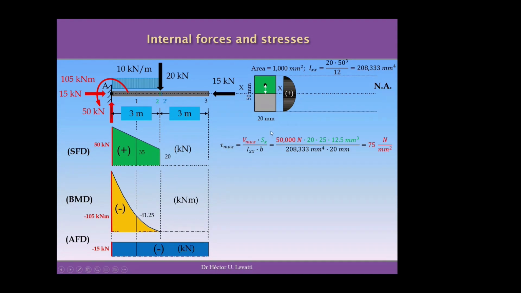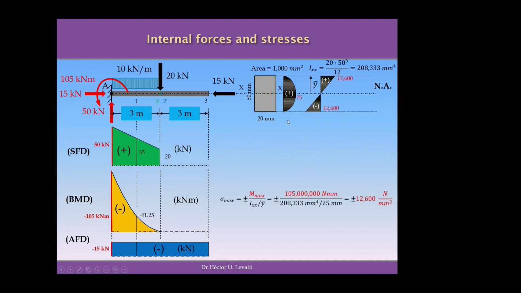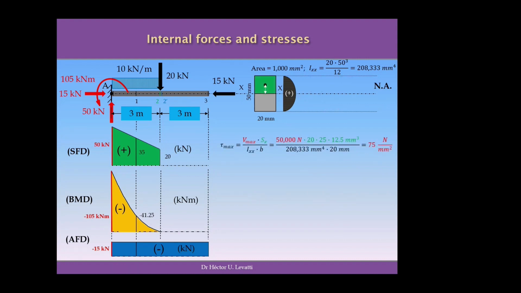This is because the formula we are going to use to calculate the maximum shear stress involves the maximum shear force, which is 50 kilonewtons, or 50,000 newtons. We need to calculate something called the moment of area, Sx, which is basically the area of the green rectangle on top of the neutral axis multiplied by the distance from its centroid to the neutral axis, divided by the moment of inertia we calculated before, times b. B is the width of the cross section at the location where we are calculating the shear stress, and in this case it is 20 millimeters. So the maximum shear stress for this particular beam and cross section is equal to 75 newtons per square millimeter.